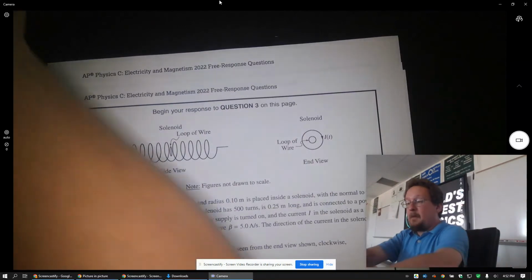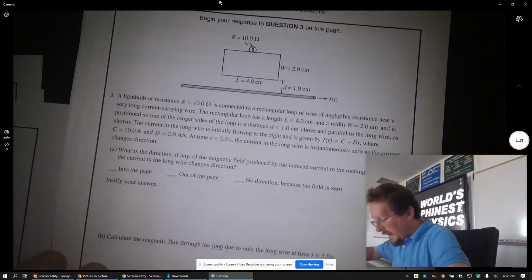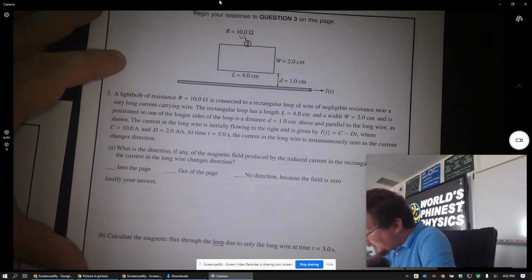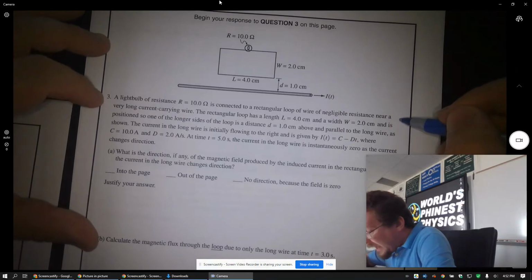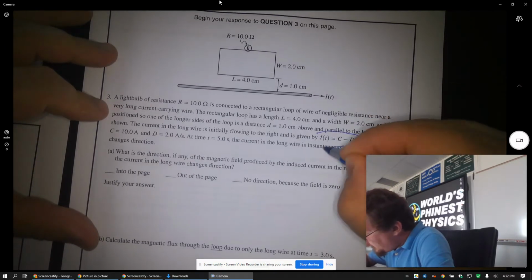All right, now for the magnetism question, back to set 1. Okay, so what is the direction, if any, of the magnetic field? What the hell's going on even? Okay, light bulb. Okay, that's going to be important right there.